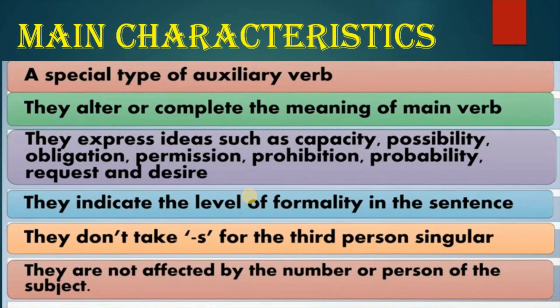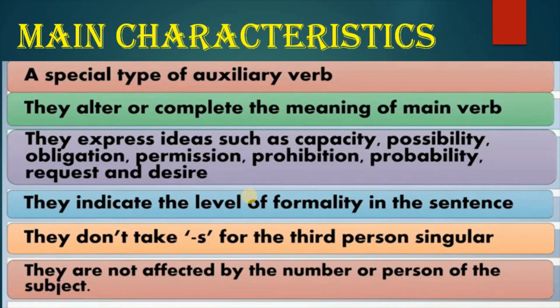Now we'll see the main characteristics of modal verb. Modal verb is a special type of auxiliary verb. Children, they are basically helping verbs. Helping verbs are verbs that come in front of the main verb, but sometimes they can also be used as a main verb. Second point, they alter or complete the meaning of the main verb.